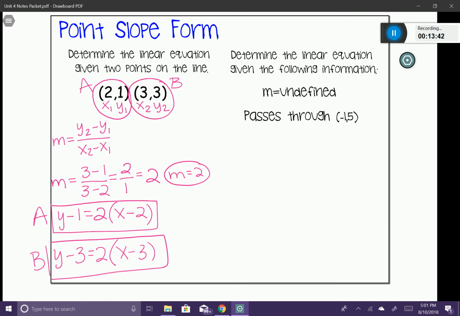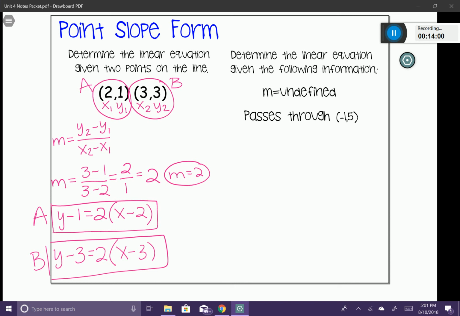Okay, the next one. Oh, I love this problem. Determine the linear equation given the following information. The slope is an undefined slope, and it passes through the point -1, 5. So we want to write this in point slope form. We want to write the equation.